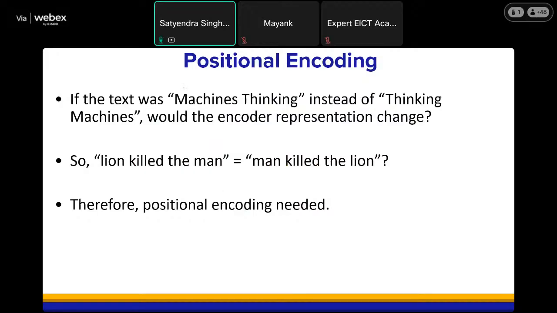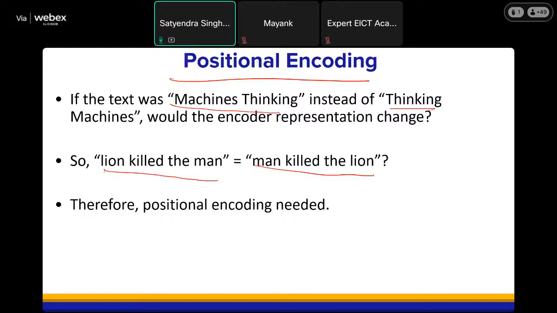Initially, I just discussed positional encoding. Since there is no notion of ordering in the transformer, if the text is like "machine thinking" and "thinking machines", though both have the same words, the order is different. That's why they have different meanings. Similarly, "lion killed a man" and "man killed the lion" both have the same words, but have a different semantic meaning.